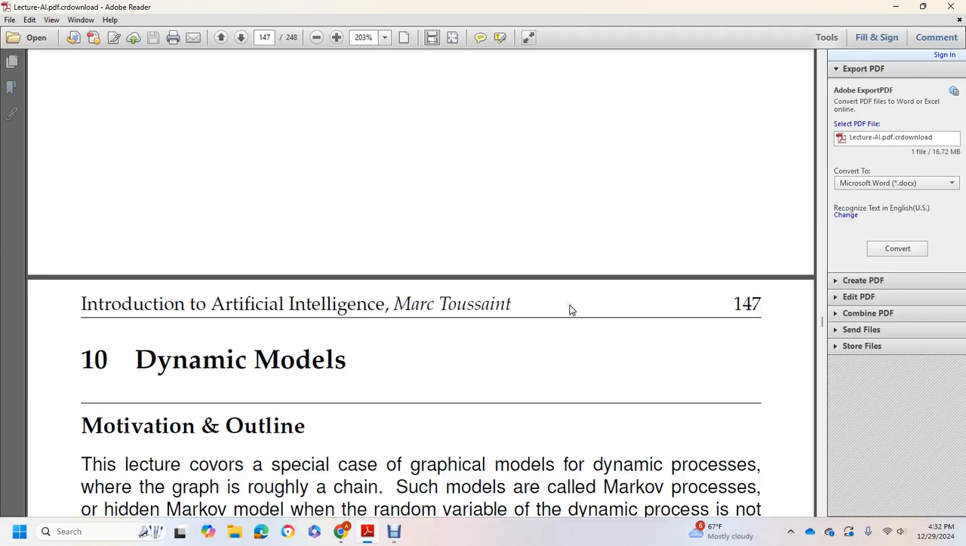Alright, Introduction to Artificial Intelligence, Mark Toussaint. 10. Dynamic models. Motivation outline.